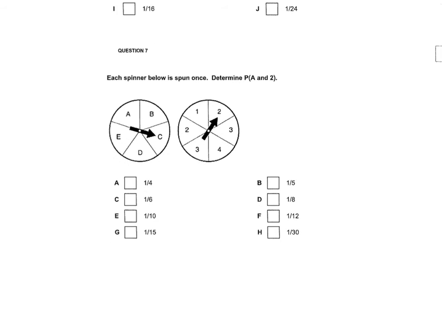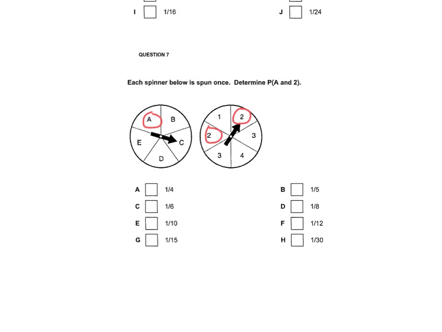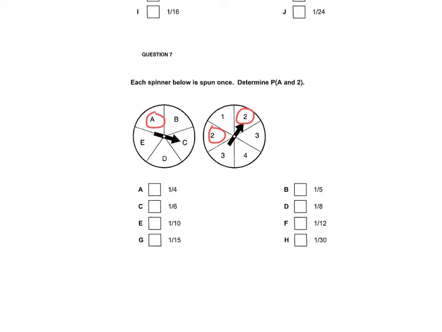Each spinner below is spun once. Determine the probability of landing on A and 2. Okay, so let's look at both of these spinners, and we want to count our totals. So on spinner 1, my total is 1, 2, 3, 4, 5. So that's going to go on the bottom of my fraction. And spinner 2, I've got 1, 2, 3, 4, 5, 6 on spinner 2.